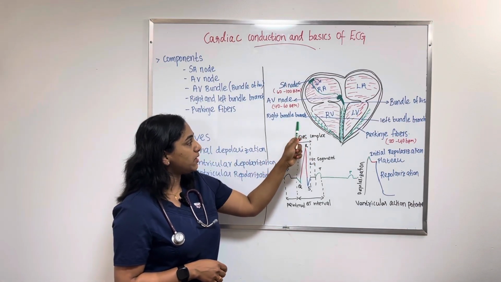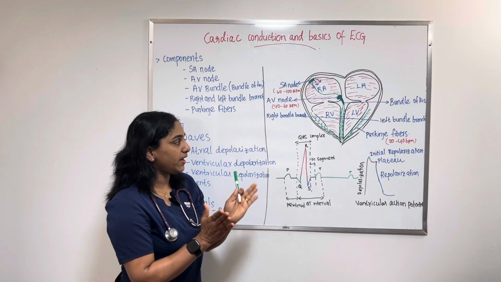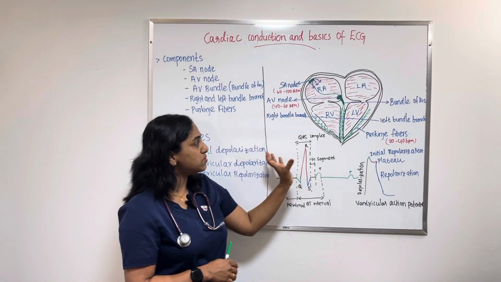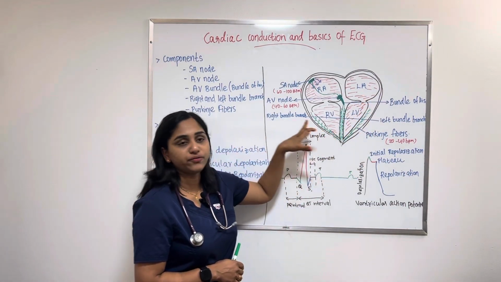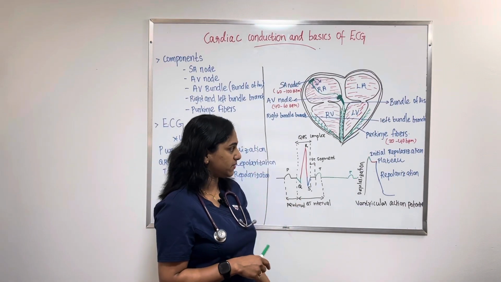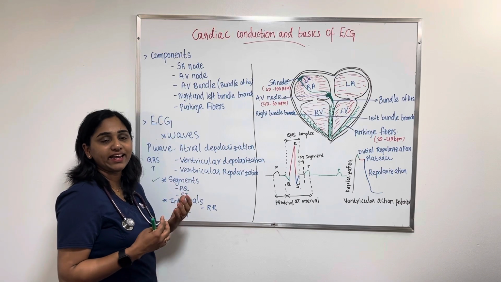Then the right bundle branch and left bundle branch separate into Purkinje fibers, which give electrical impulses to the entire ventricle. Okay, there the ventricular contraction takes place. So the cardiac conduction activity we can record in an ECG strip.